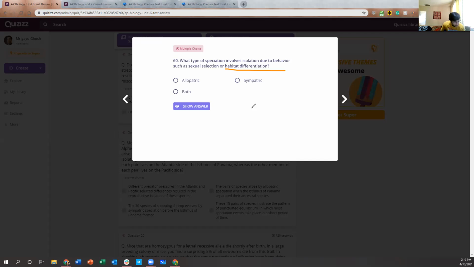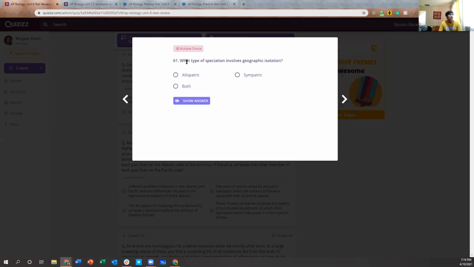Okay. Oh, okay. This is actually important. I got this wrong. This is sympatric. Sympatric occurs with no geographic barrier. It can result from genetic mutations like polyploidy, or it can happen from habitat differentiation and sexual selection. So for sympatric, remember habitat differentiation and sexual selection. That's the right answer.